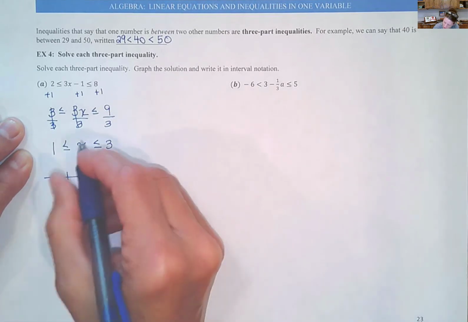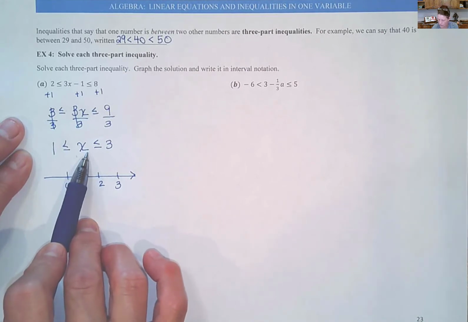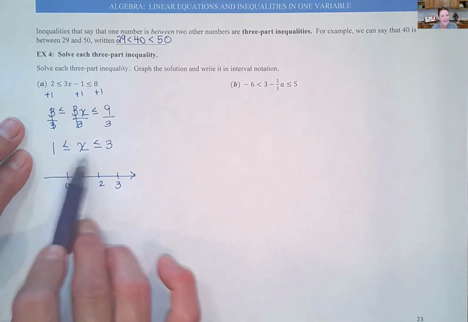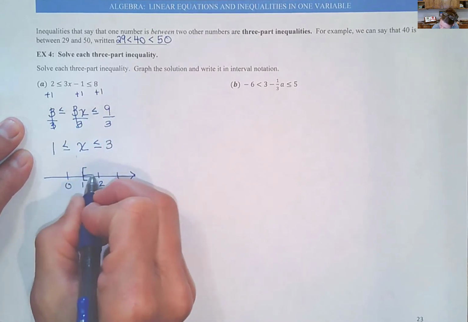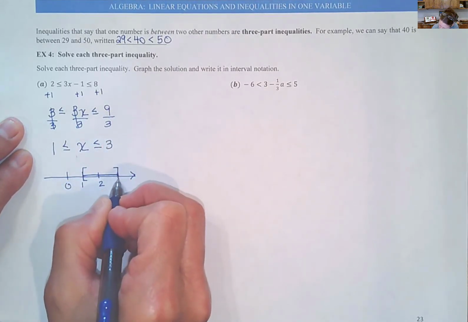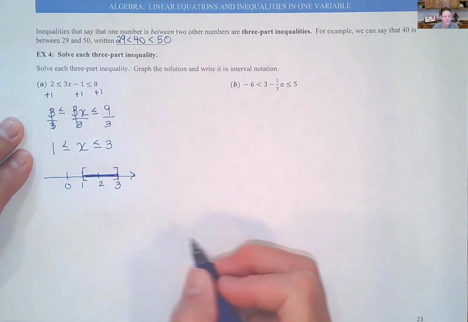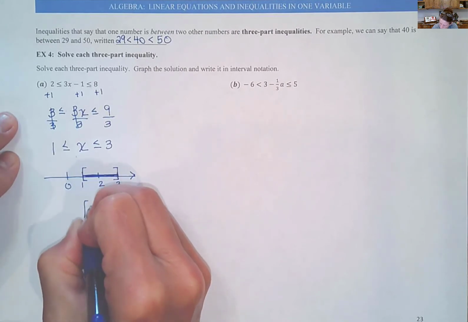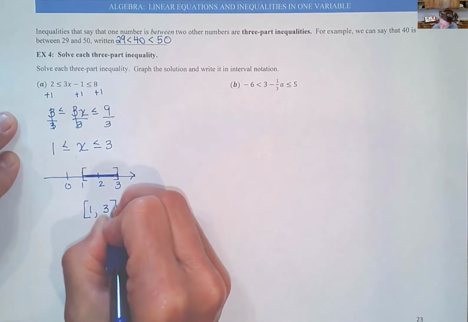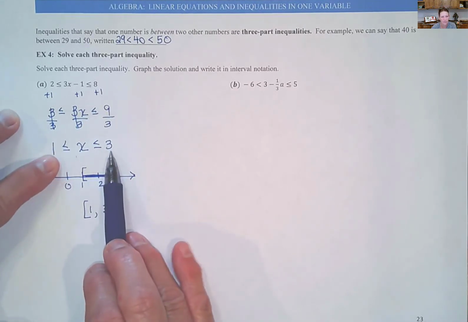As we graph that solution set, we're going to highlight or identify all numbers that are greater than or equal to 1 and less than or equal to 3. Bracket at 1, shade all the numbers in between, then up to and including 3, so bracket at 3. And our interval notation is going to look just like our graph. Same symbols, brackets to show inclusions of the endpoints.